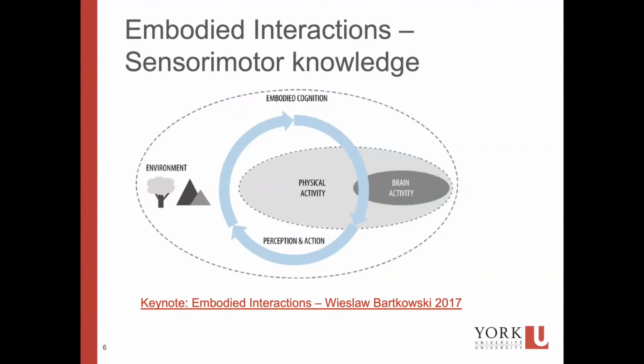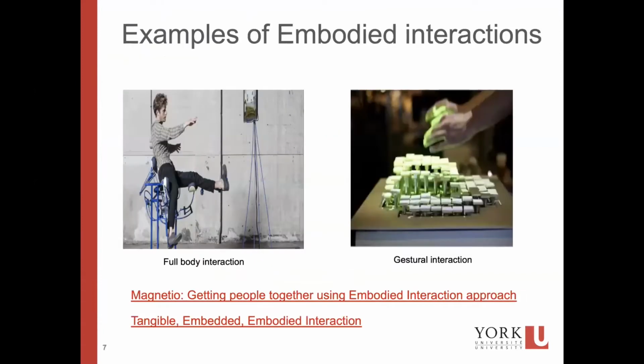So when the perception action loops happen in real time and in the real world, it is termed as embodied interactions. So some of the examples of embodied interactions, one is the full body interaction, which is very similar to playing in front of Xbox Kinect. So if you're playing a game of bowling or say a game of tennis in front of Xbox Kinect, it is an example of a full body interaction.